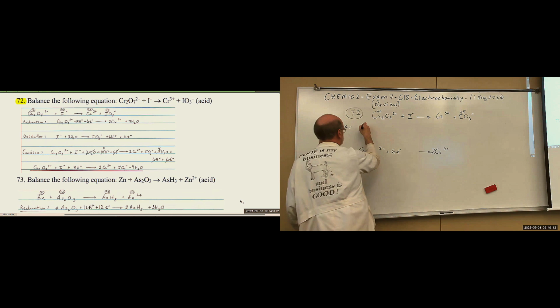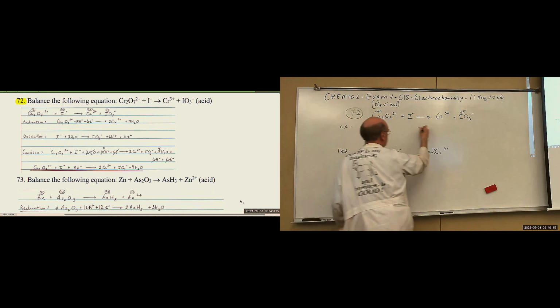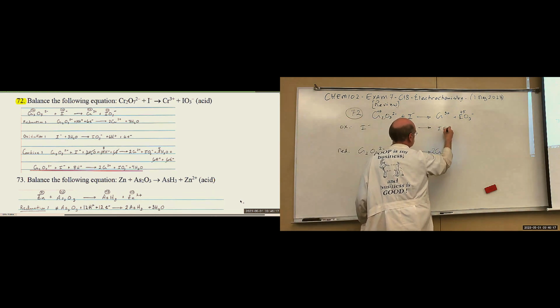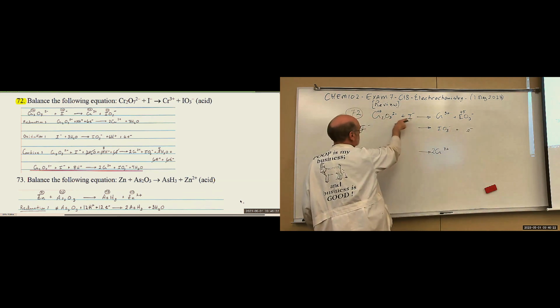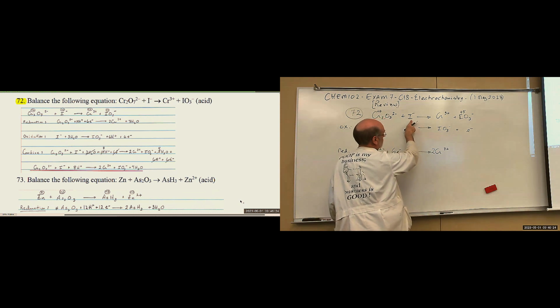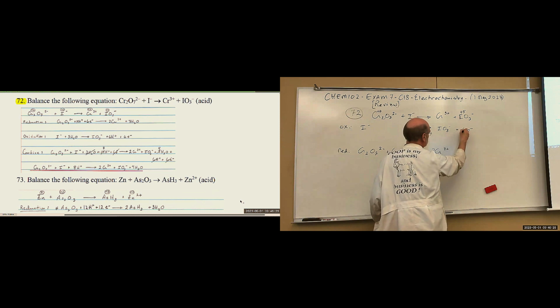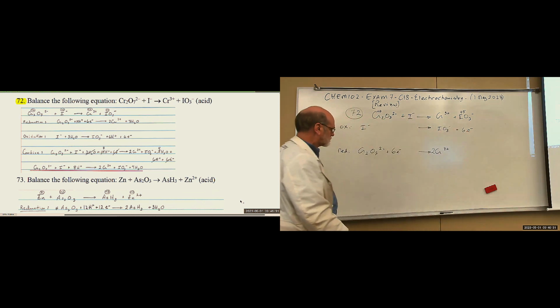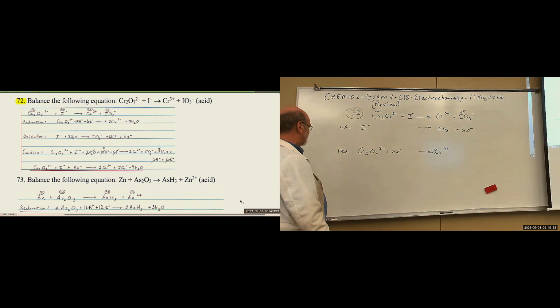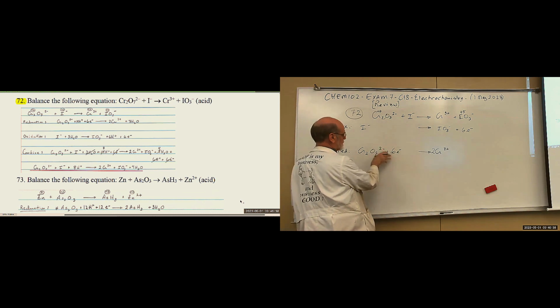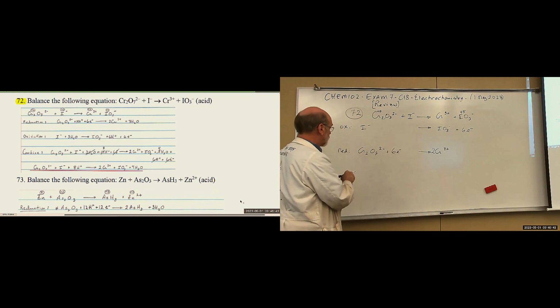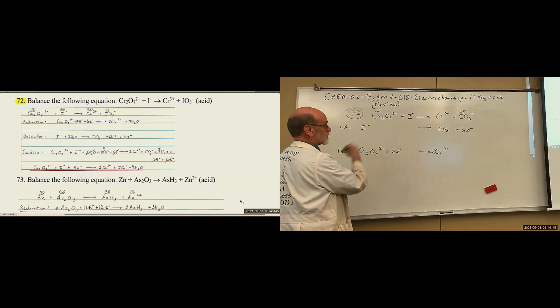Oxidation step. Iodide to iodate plus how many electrons? Well, let's see. 6 electrons, right? We lost 6 electrons per iodine, and there's only 1. So that's good. Is that correct? Yeah, that's right. Okay, so now our electrons are already balanced.